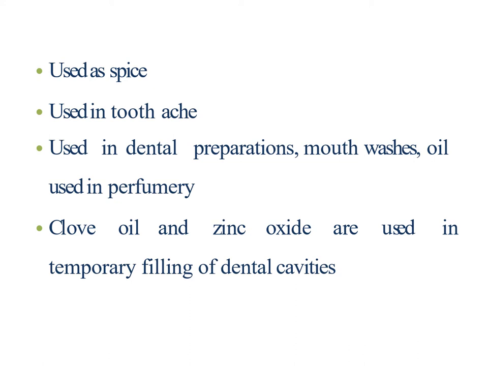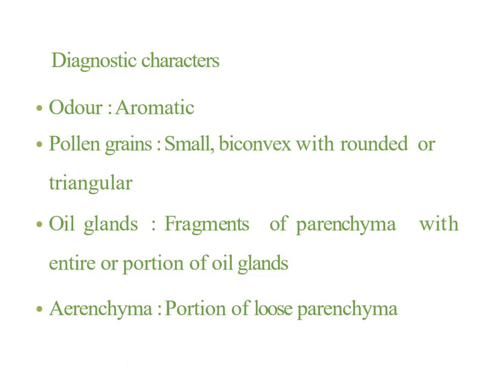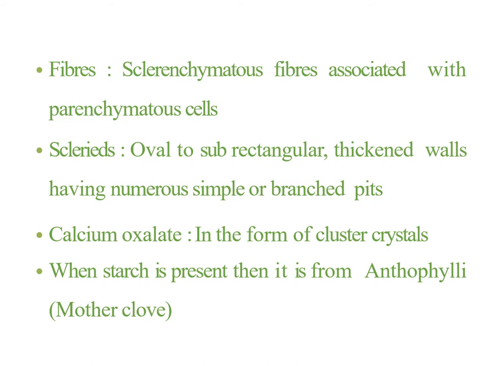Clove oil and zinc oxide are used in temporary filling. Diagnostic characteristics: characteristic odor, aromatic, small biconvex with rounded or triangular oil glands, fragments of parenchyma with the entire or portion of oil glands, then portion of loose parenchyma, then sclerenchymatous fibers associated with parenchymatous cells, then sclereids, oval to sub-rectangular, thickened walls having numerous simple or branched pits, then calcium oxalate is also present in the form of cluster crystals. And starch is present in anthophyllum, the mother clove.